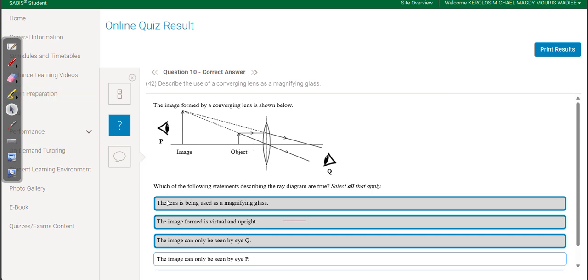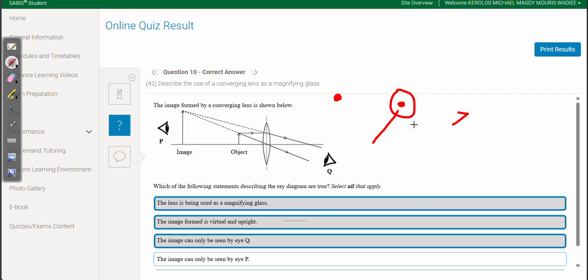Let's start. The lens is used here as a magnifying glass. Yes, that's true, since the object is magnified. The image formed is virtual and upright. Yes, it is virtual, it's dotted and it's upright. The image can only be seen through by the eye. Yes, this is correct. To give you an example, imagine you have a magnifying glass. You see this object, so you can see this real image, but the only person that will be able to see the virtual image here will be someone looking from behind.